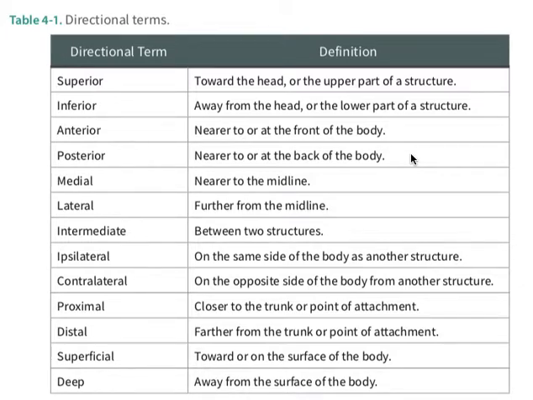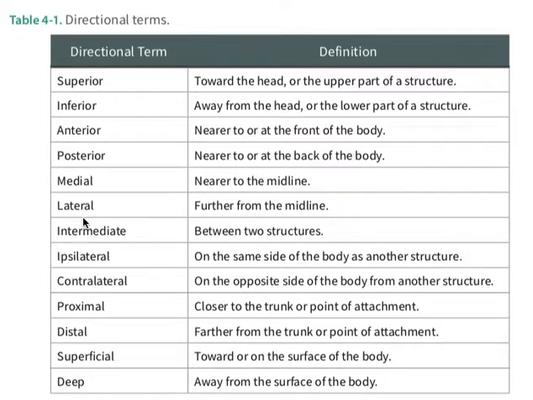All right, here's another set of directional terms, opposites. Superior means toward the head or the upper part of a structure. Inferior means away from the head or the lower part of a structure. So you might say, let's look at some regional terms. The frontal region, which pertains to the forehead, is superior to the cervical region, which is the neck. And the cervical region is inferior to the frontal region.